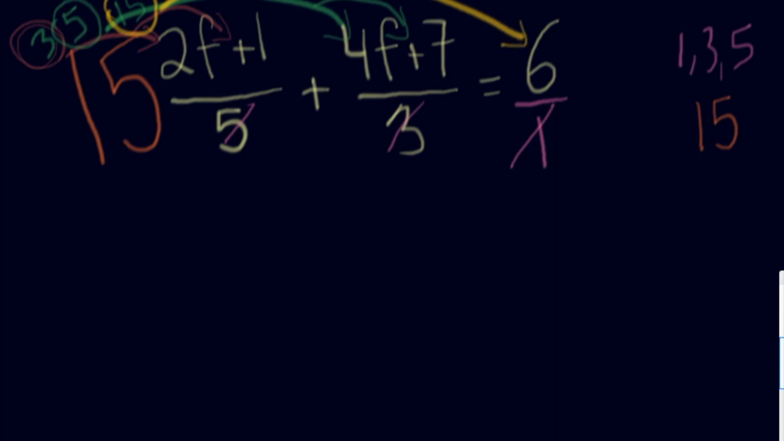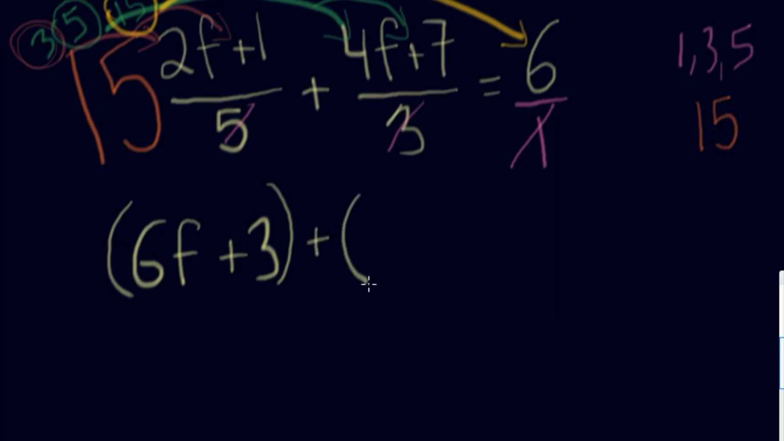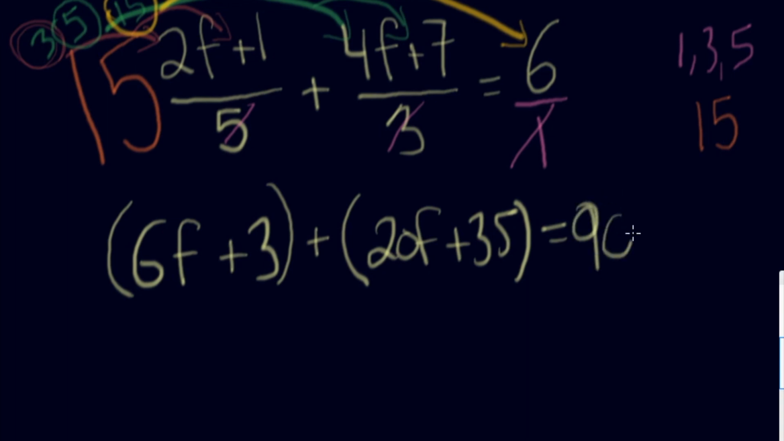So what do we end up with? 6f plus 3 is equal to 20. Oh, sorry, it's not equal to. Oh, there's a plus sign there. So I can put that in brackets to make it kind of clear. Plus 20f plus 35 now is equal to 6 times 15, ouch, 90. Ooh, that hurt. Let's combine our like terms on this side.